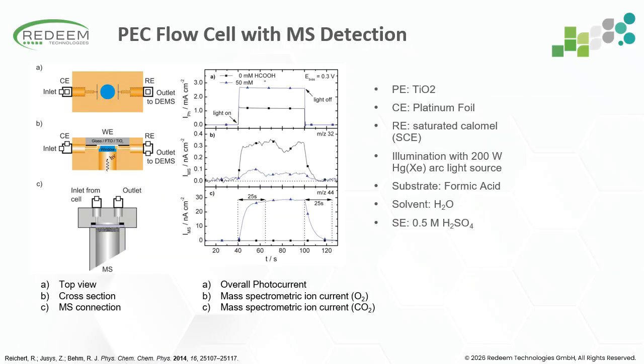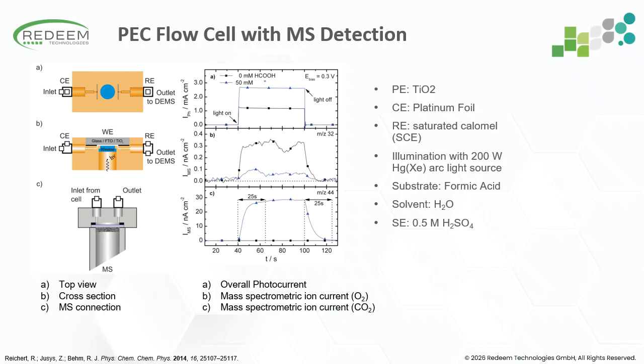This publication takes a slightly different approach, and instead of focusing primarily on new and fancy organic transformations, the authors developed a photoelectrochemical flow cell that is directly coupled to a differential electrochemical mass spectrometer. So the flow-through design continuously transports reaction products from the illuminated electrode to the mass spectrometer, and this allows operando detection of gaseous species with high temporal resolution.